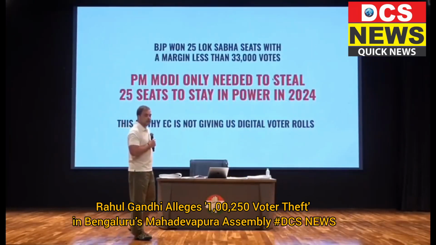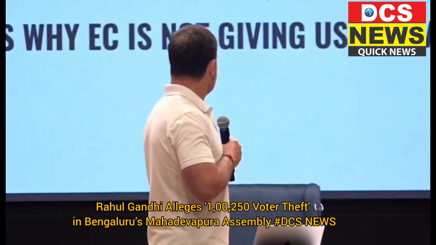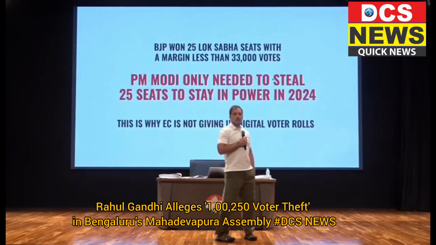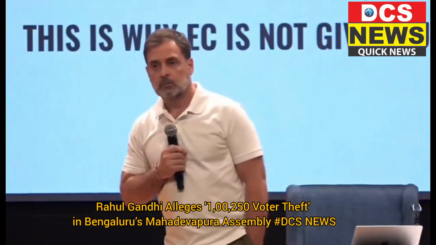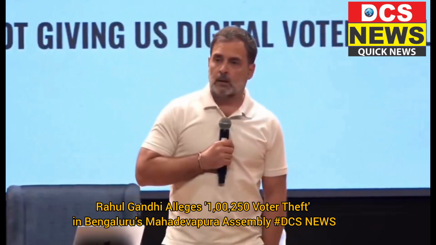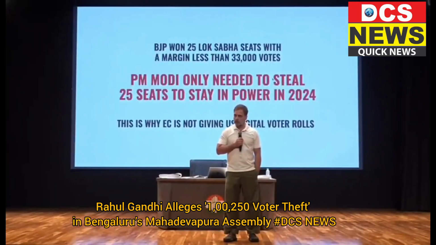And let's not forget that the Prime Minister is the Prime Minister of India with a very slender majority, 25 seats. 33,000 votes was the winning margin. Okay, so what we are saying to the Election Commission is you're not in the business of destroying Indian democracy. You're in the business of protecting it.